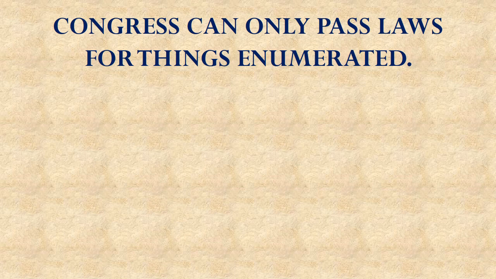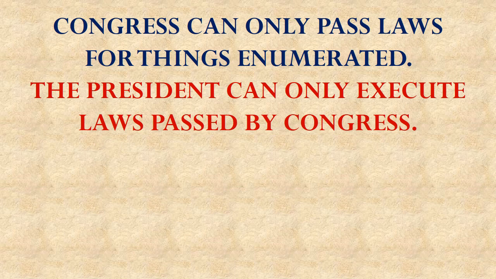Now, this limitation of Congress's power ends up being a limitation for the entire government, because Congress can only pass laws for things that are on the enumerated list. Then the president can only execute laws that are passed by Congress. So he can't go out and execute a law for something that Congress didn't have power to make a law for in the first place. So limiting Congress' power to make laws effectively limits the president's power to then go execute things. He can only execute what they created under the powers they had.